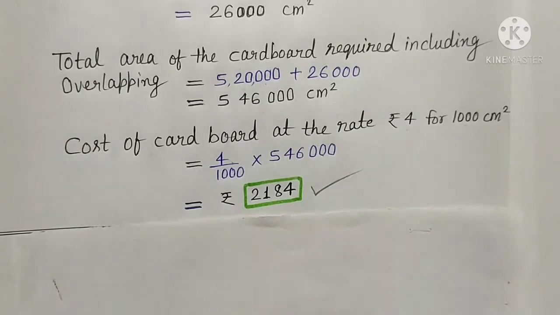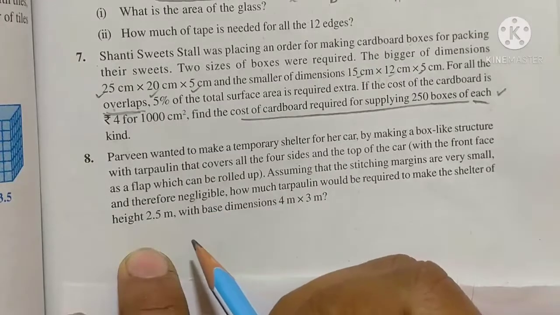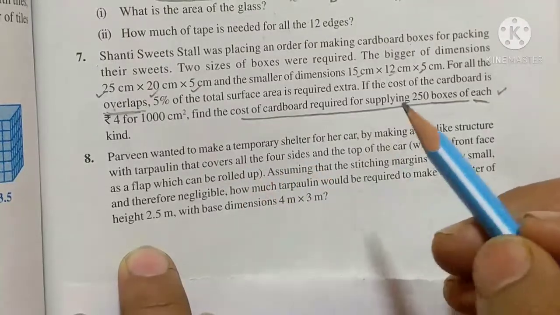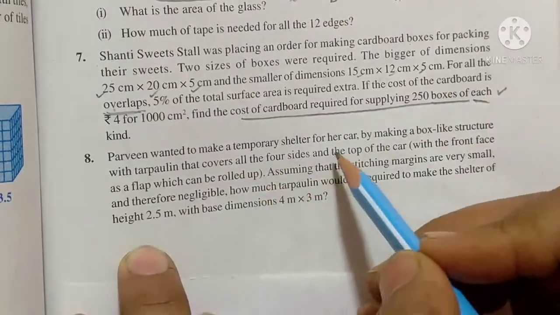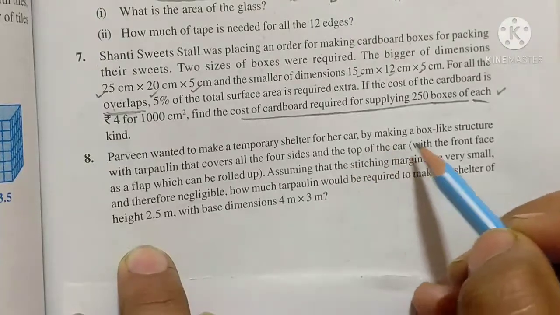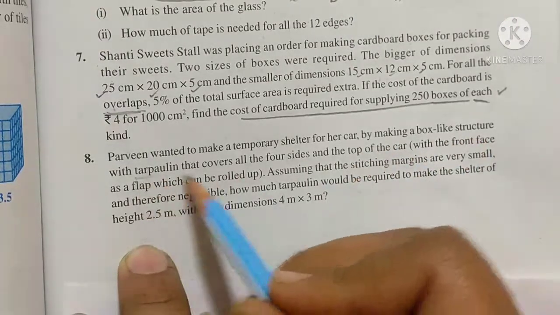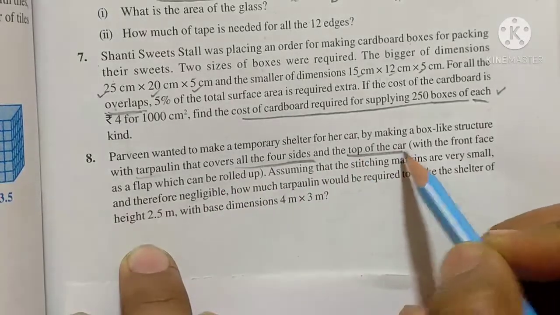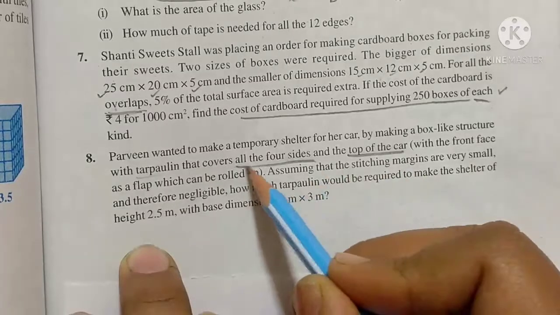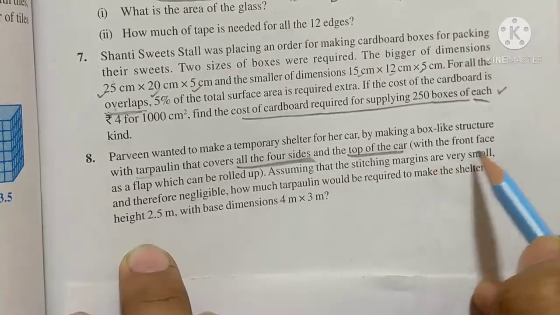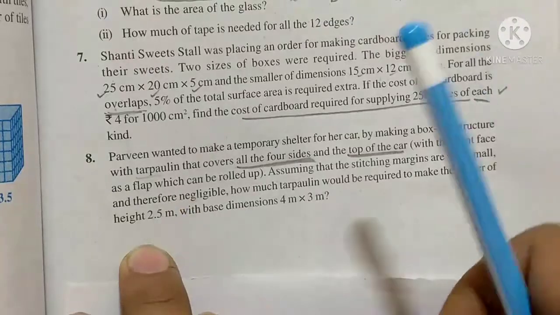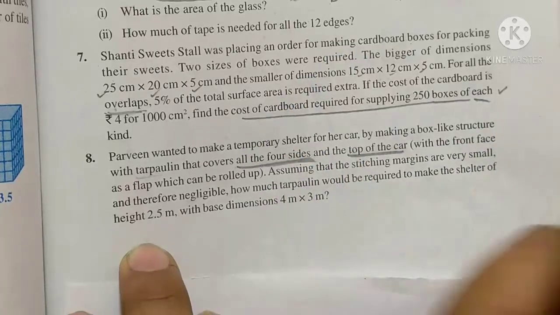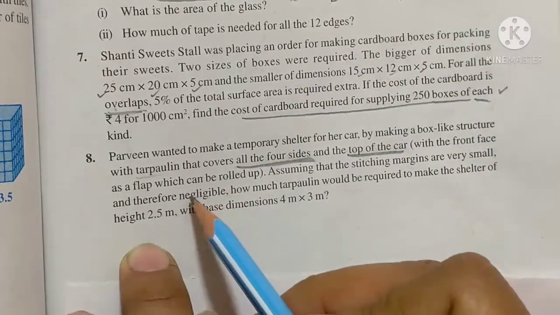Now move to question number 8. In question number 8 they are saying that Parveen wanted to make a temporary shelter. Temporary means just like a work-for-the-moment shelter for her car, by making a box-like structure with tarpaulin that covers all the 4 sides and the top of the car. Okay, we don't need tarpaulin to cover the floor also. Just the 4 sides and top of the car, with the front face as a flap. So the front face they have used as a flap, which can come down, which can come up also. So which can be rolled up.